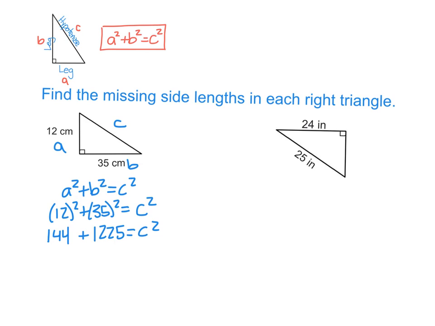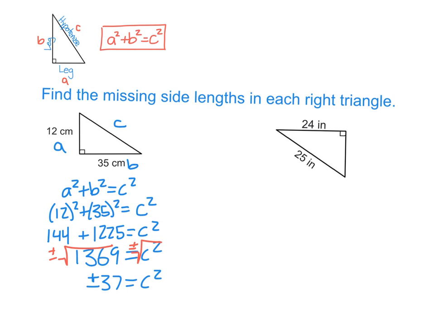35 squared is 1,225. So in order to solve this equation, I first need to add my 144 with my 1,225 to get 1369. And I have 1369 equals c squared. I know that in order to solve this equation, I take the square root of both sides, and I remember to put positive and negative. Even though in this case we cannot get a negative side length, this is still a good habit to be in. So I get positive and negative 37 equals c.